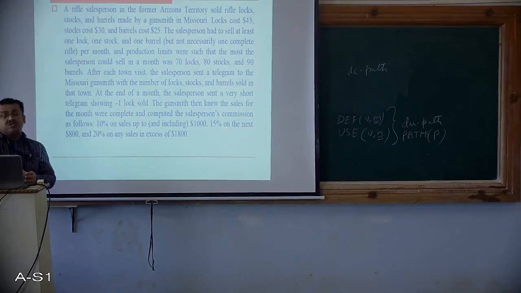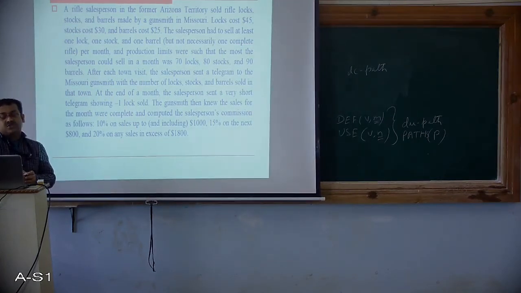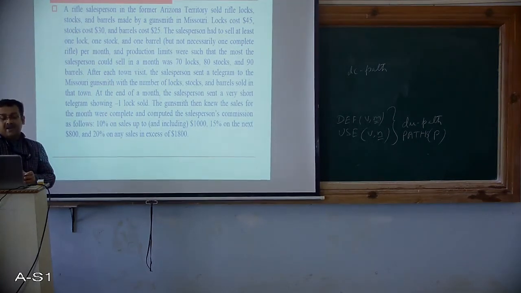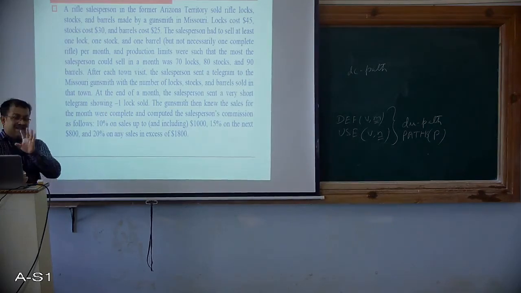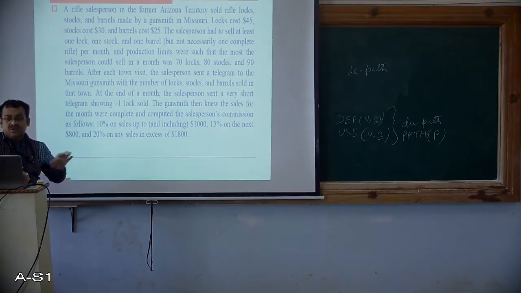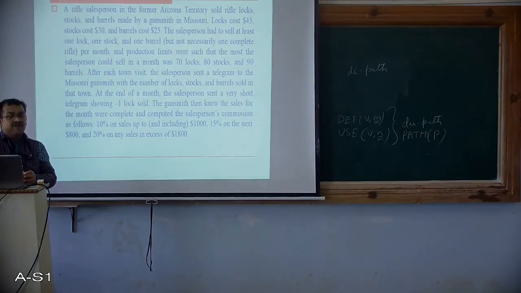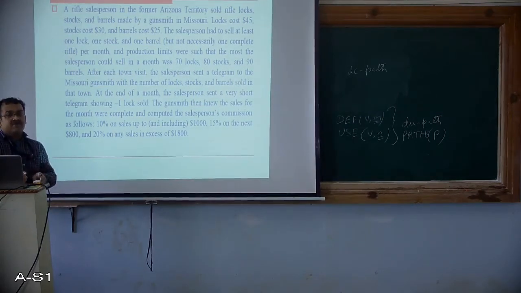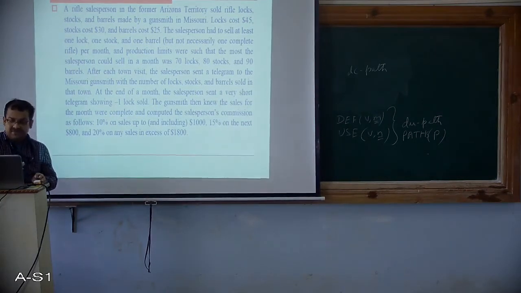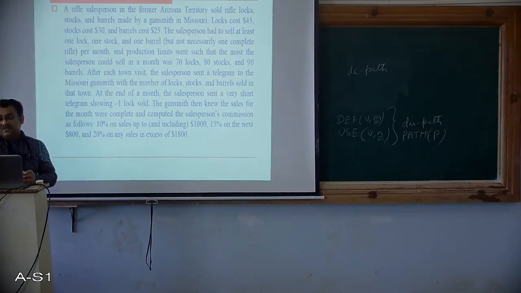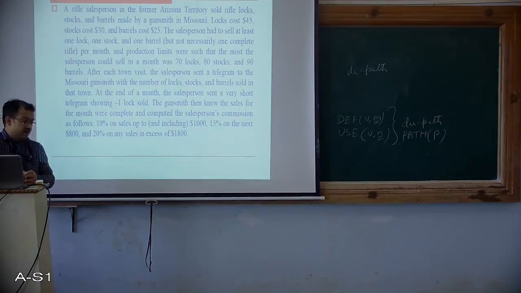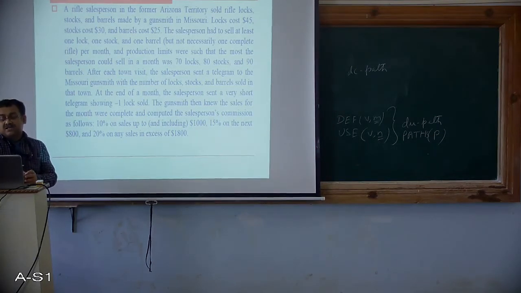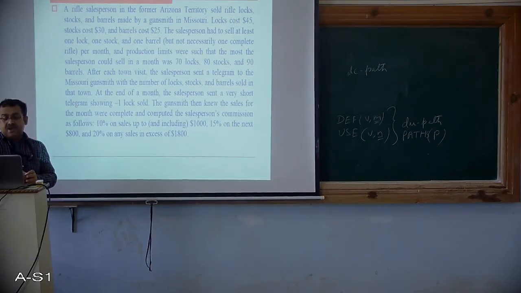Now, logs cost $45, stocks cost $30, barrels cost $25. I am referring to the example as it is given in the book, because we will be taking that as a case study to discuss these problems. As it is given by the author of the book in the case study, I am just referring to it that way. Now the salespersons had to sell at least one log, one stock, one barrel, but not necessarily one complete rifle per month.